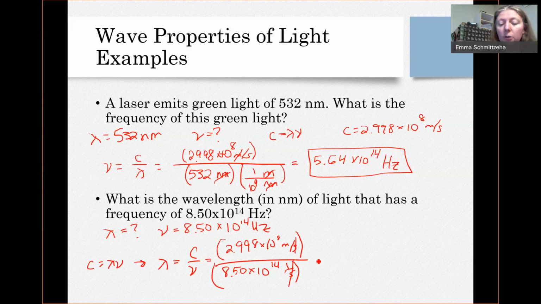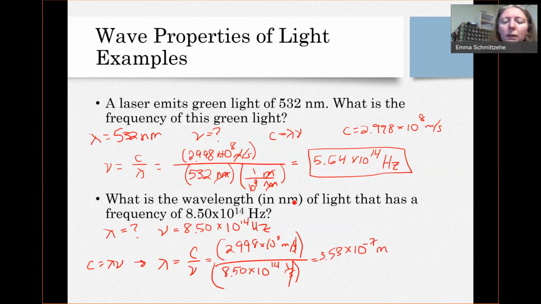And so when you type this in, this is going to come out in meters. So 2.998 times 10 to the 8th divided by 8.50 times 10 to the 14th. Now, if you're using the scientific notation button on your calculator, that's going to make this a lot easier. If not, you need to use parentheses around that scientific notation when you divide. So this comes out to 3.53 times 10 to the, let's see, 1, 2, 3, 6, 7, to the -7th meters.